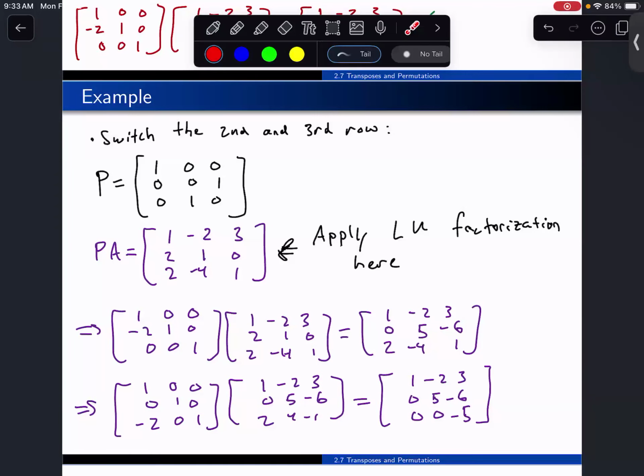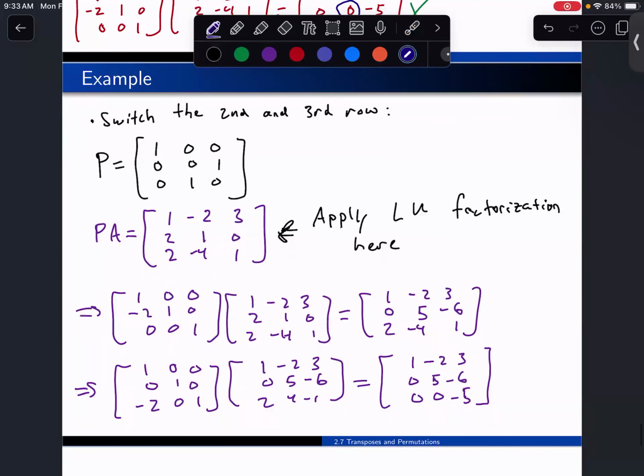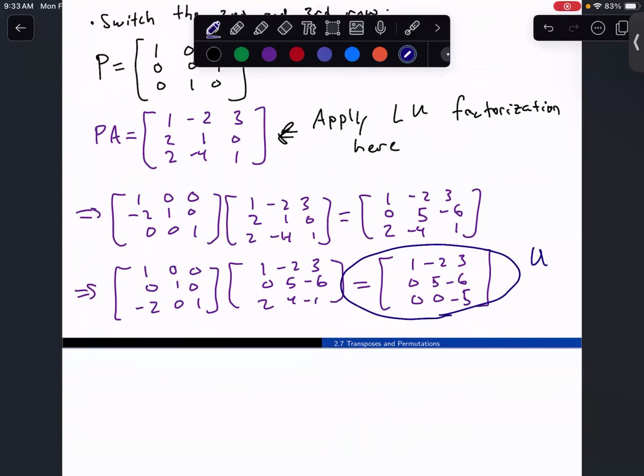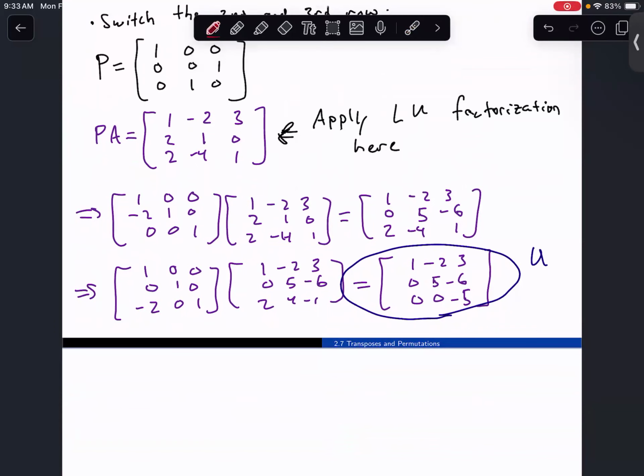See, now everything ends up working out. You get an upper triangular matrix. And so this is going to be our U. And then to finish the problem, you just have to determine what your L is going to be. The L is just going to be the product of the inverses of your elementary matrices. So this is going to be the inverse of this matrix multiplied by the inverse of our second elimination matrix.